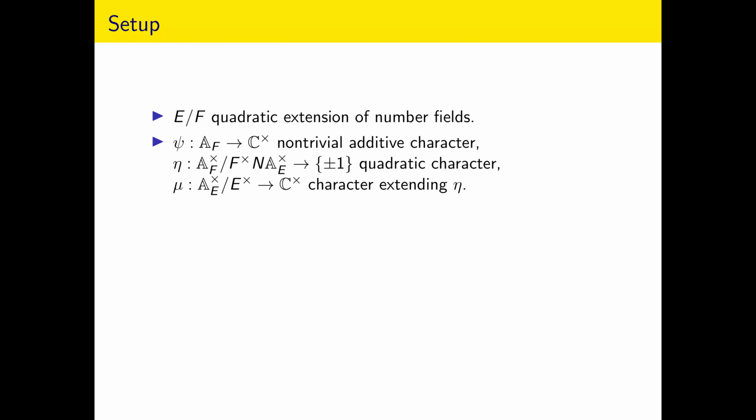And we particularly have this mu, which is a Hecke character of E, such that when we restrict this mu back to F, we end up with this quadratic character. So it's an extension of eta. And well, we want to speak of the unitary group, so we need an n-dimensional skew Hermitian space.